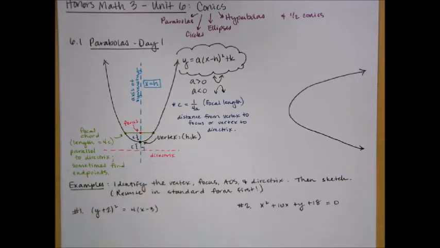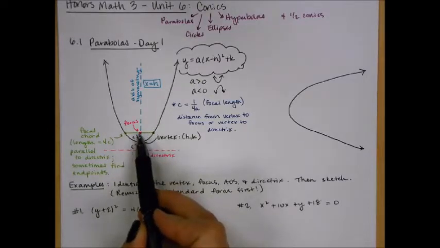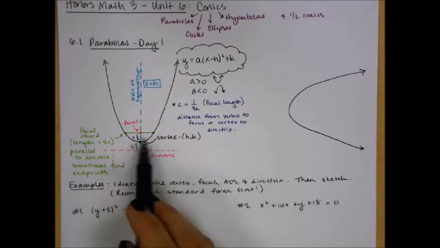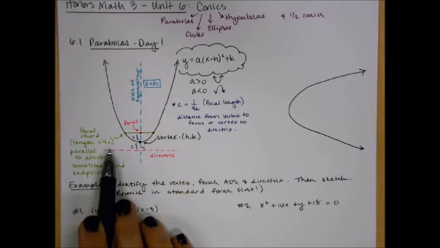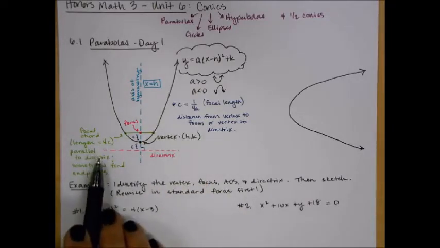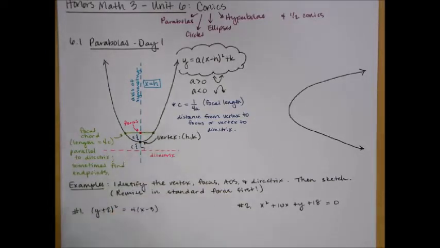The last thing is the focal chord, which runs through the focus and is parallel to the directrix and has endpoints on the parabola. Sometimes we're asked to find the length of the focal chord, which is given by 4 times c, the focal length. And then sometimes we're also asked to find the location, or the coordinate pairs, for those endpoints.